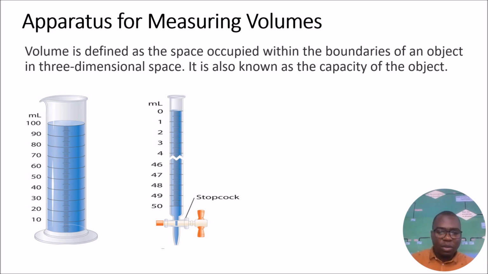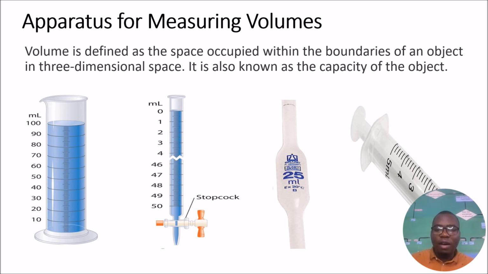The first thing is we have our measuring cylinder. We also have our burette. Then we also have our pipette. And then we have the graduated syringe. Okay, so this one is a graduated syringe. So these are the apparatus for measuring volume. Let us look at how exactly they are used.